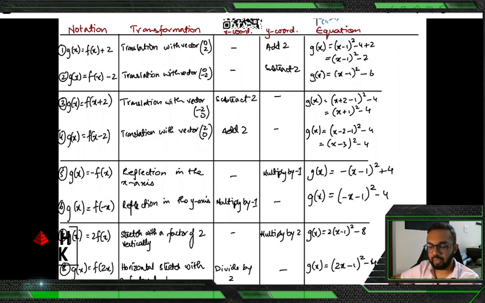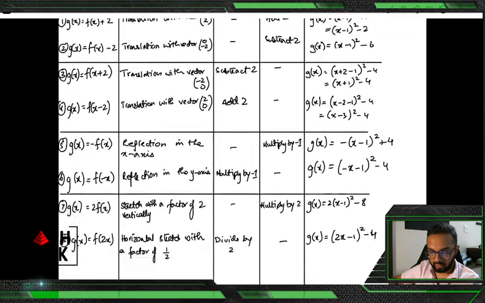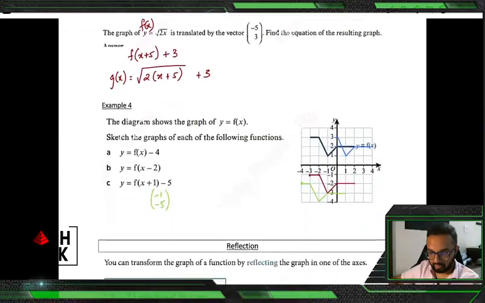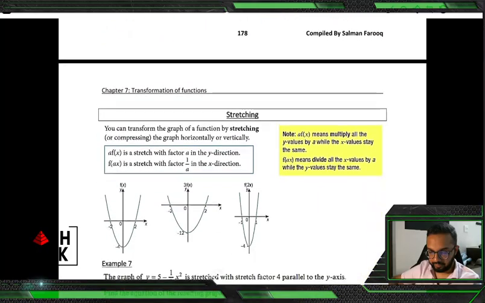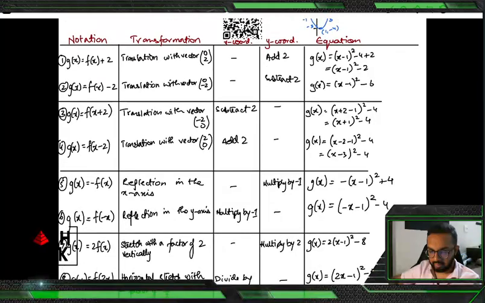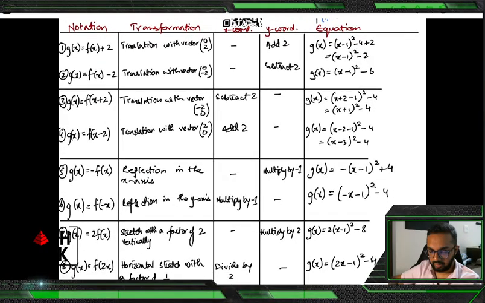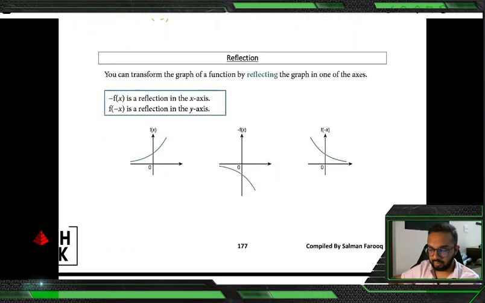Whenever there is something happening inside the bracket with X, it's a transformation in X. Whenever it's something outside the bracket, whether it's multiplication or addition, it is a transformation in Y. You can also have reflections in the line Y equals X. Have I written those here? I think I've written those in a different file. But in fact, I do the reflections here. I can show you the reflections here.